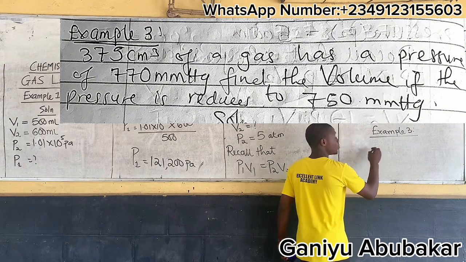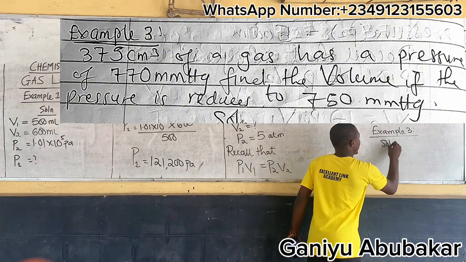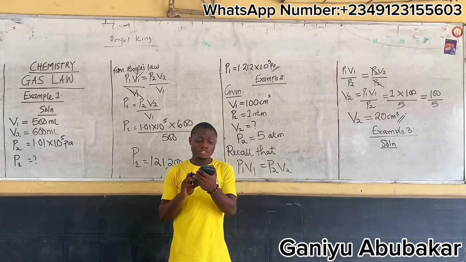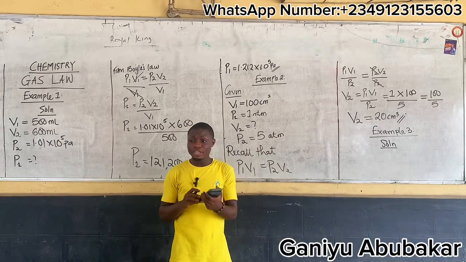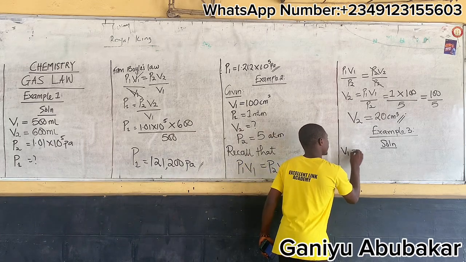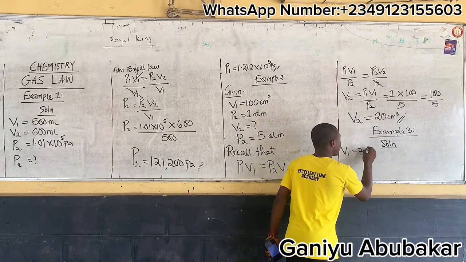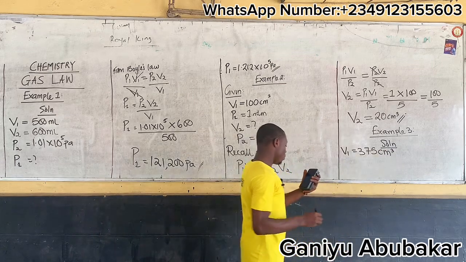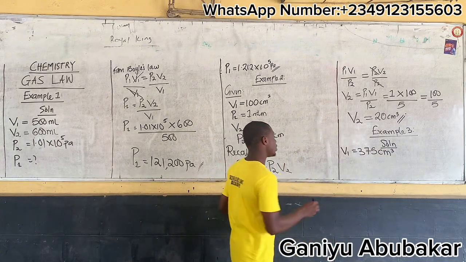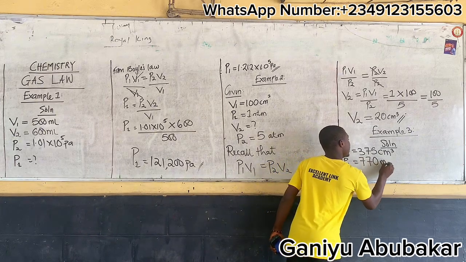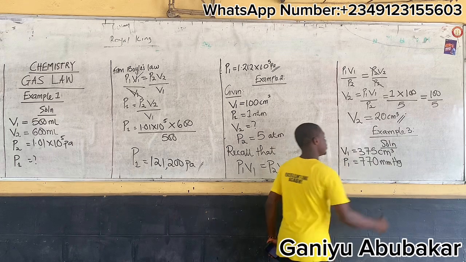Solution. What's the first task? It says 375 centimeter cube. That was my V1. So V1 is 375 centimeter cube. What next? P1 is 770 millimeter mercury.